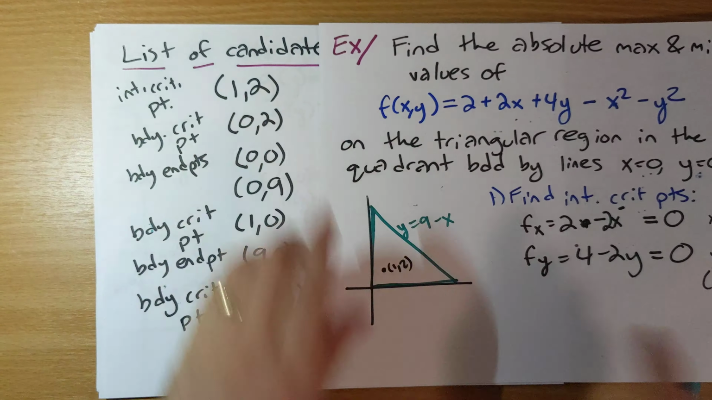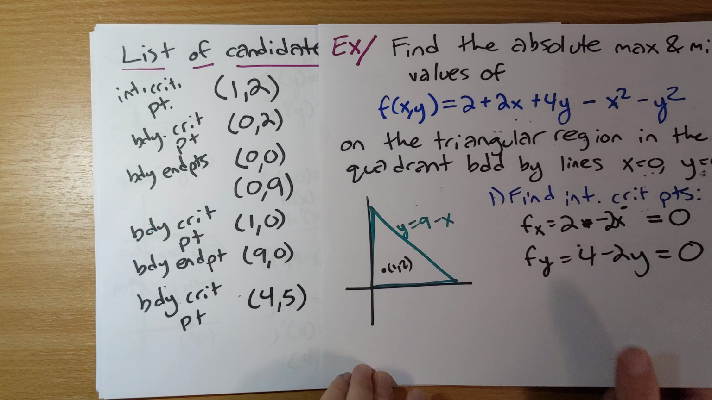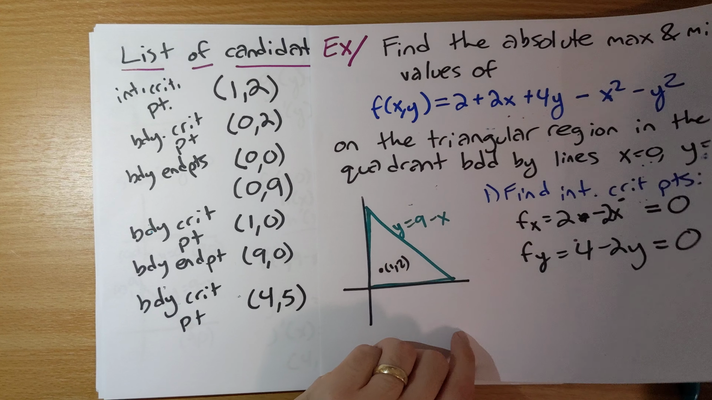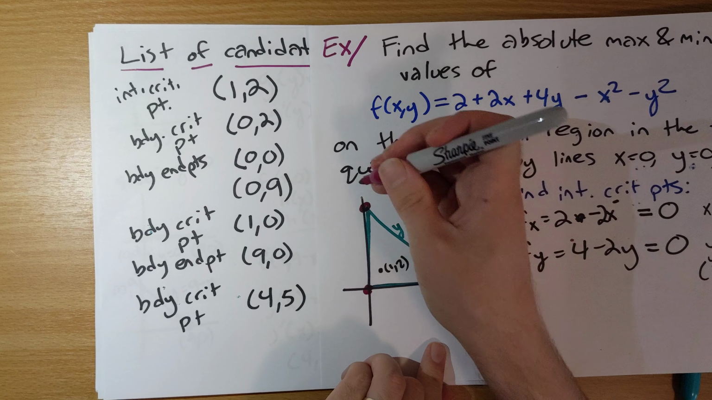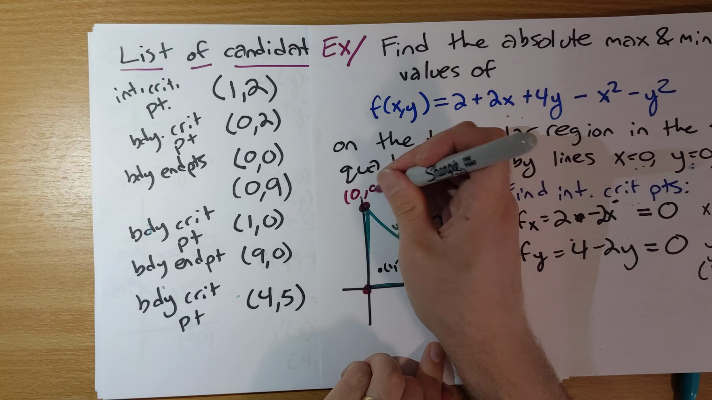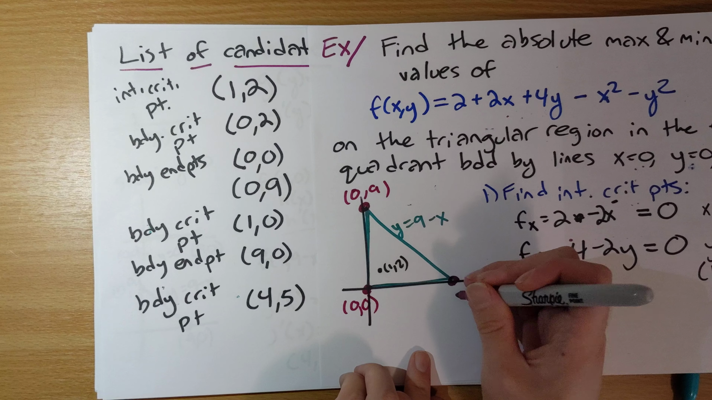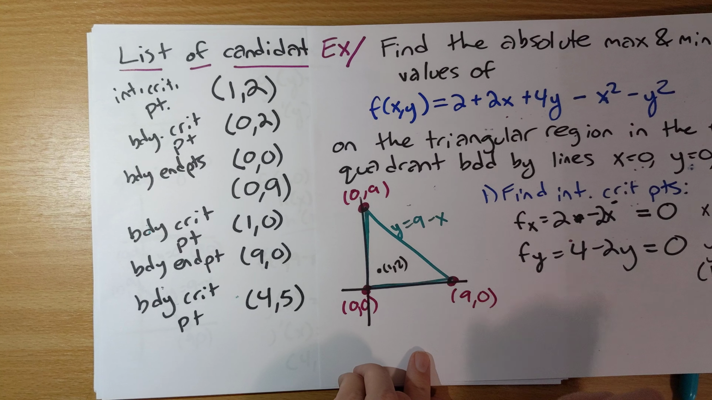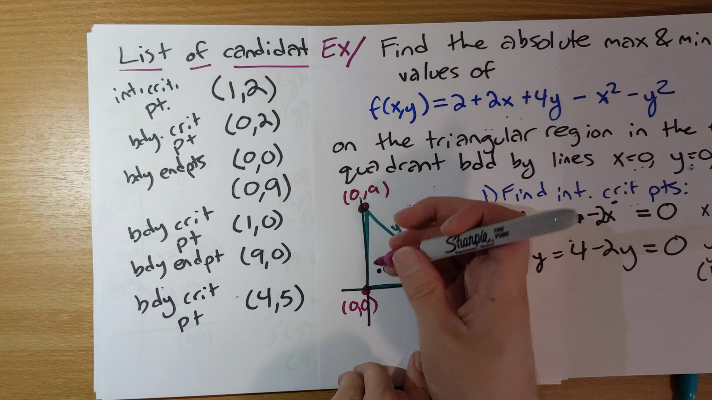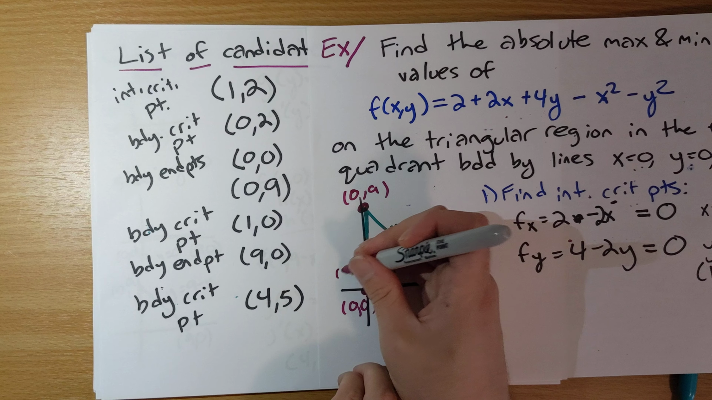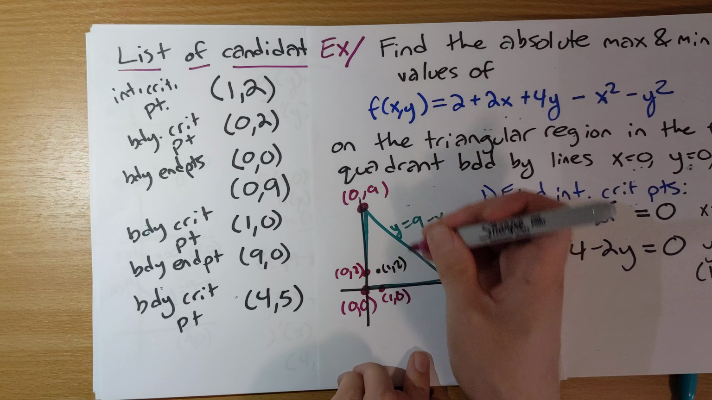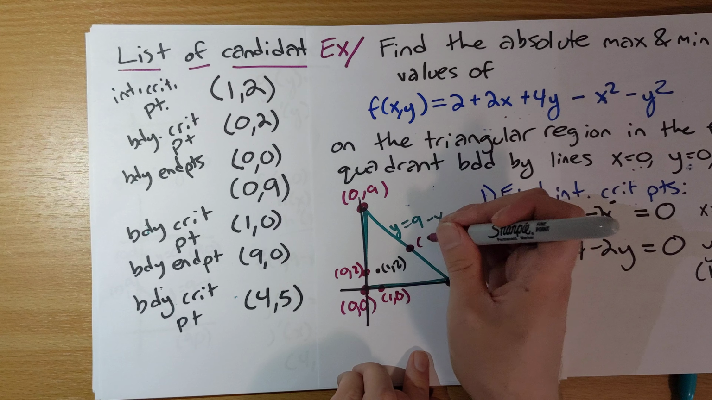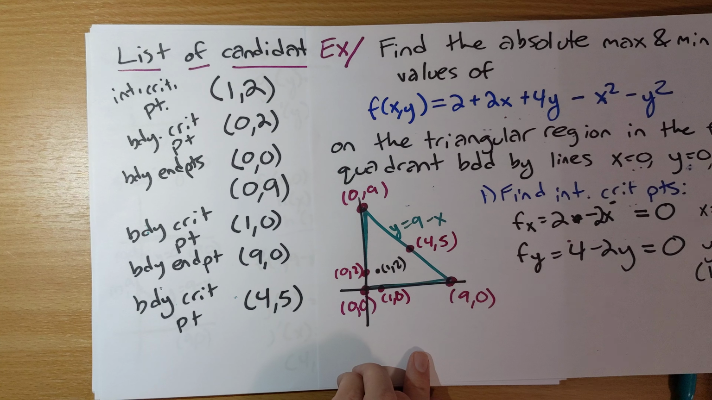Let's just plot them all. 1, 2 is in the middle. We have the 3 corners here: 0, 9, 0, 0, and 9, 0. Boundary critical point at 0, comma 2. Boundary critical point at 1, comma 0. And a boundary critical point off here at 4, comma 5.